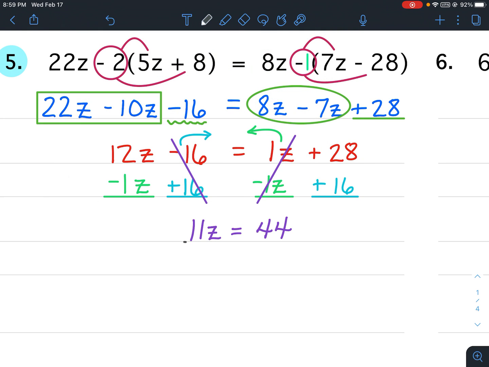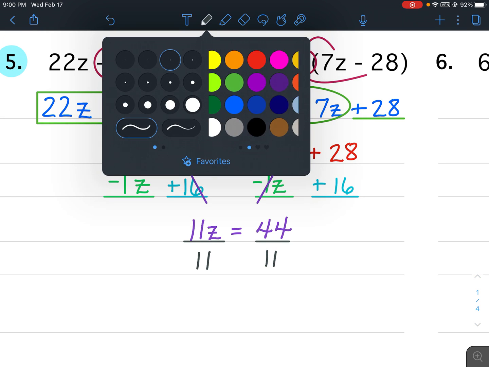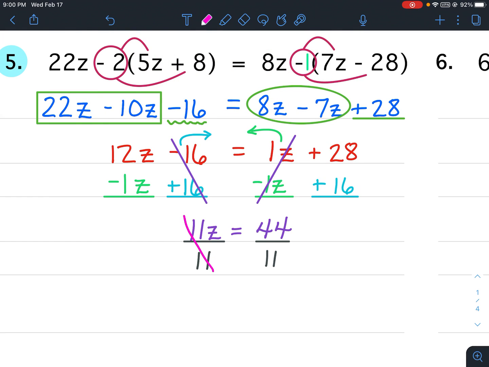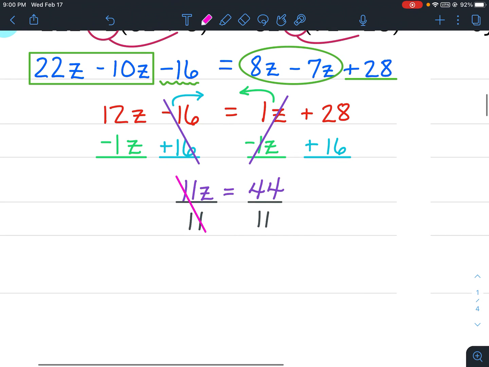Last step, I want to isolate the variable. Since it's multiplication, the inverse operation would be to divide. So I will divide both sides by 11. And you can finish that on your own.